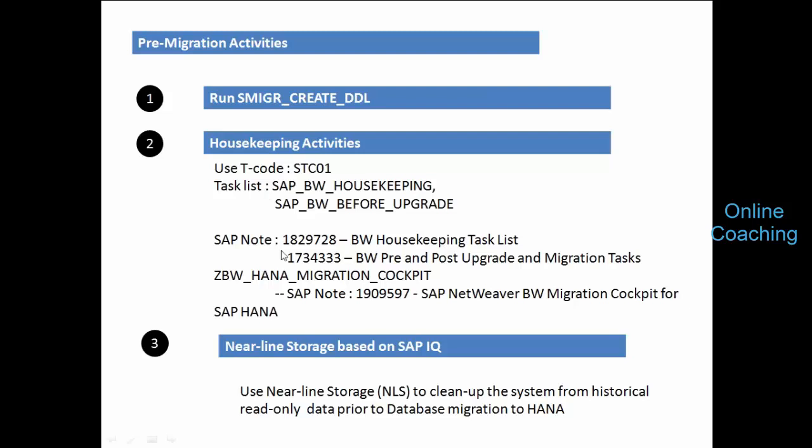Apart from this, you can also do a lot of housekeeping activities. Generally, as I told you, for most of the housekeeping activities for pre-migration, post-migration, pre-upgrade, post-upgrade, SAP has given certain standard task lists, which can be executed automatically. You don't have to run them one by one. So what you can do is use this T code STC01, use the task list and schedule that.